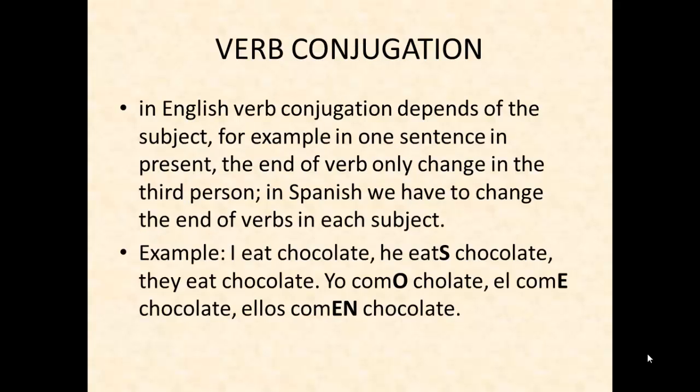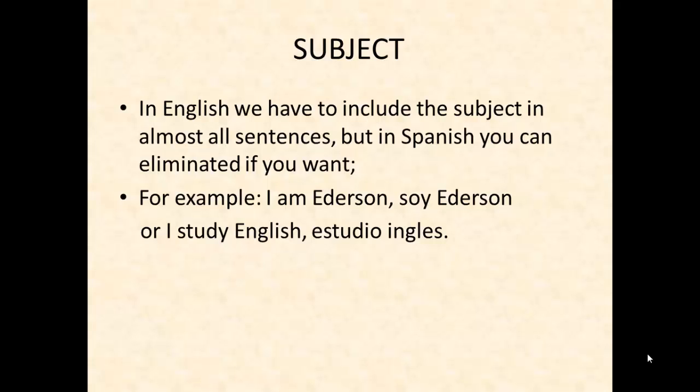The first, verb conjugation. In English, verb conjugation depends on the subject. For example, in the simple present, the end of the verb only changes in the third person. In Spanish, we have to change the end of verbs for each subject. For example, I eat chocolate. He eats chocolate. They eat chocolate. Yo como chocolate. Él come chocolate. Ellos comen chocolate.